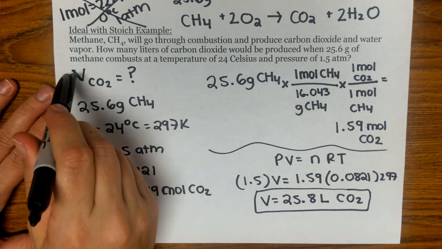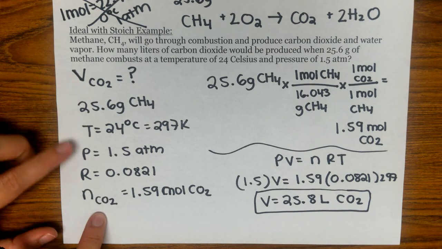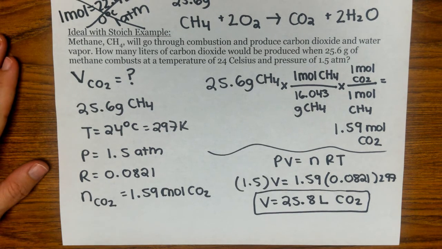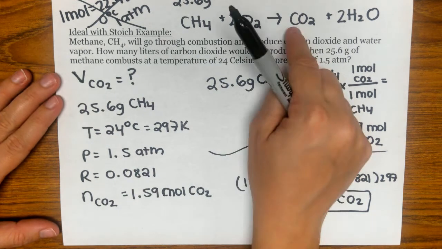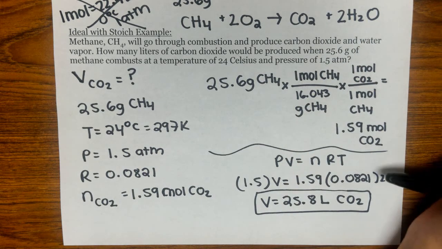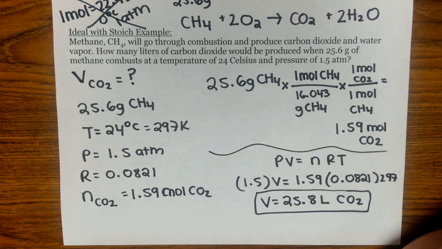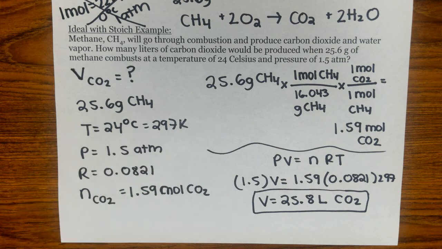So like volume is CO2, moles has to be CO2. They have to be about the same substance. Same with pressure and temperature. You can't use like volume of oxygen, moles of CO2, pressure of water. That wouldn't work. Everything has to be about the same substance. So pay close attention. If I say liters of CO2, you might want to write V CO2 to kind of clue yourself in that something's not right.